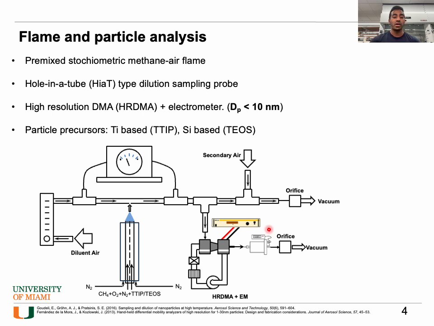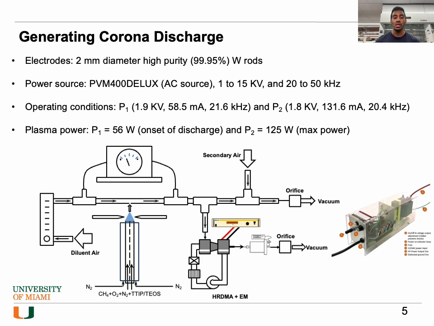For this, we have a premixed stoichiometric methane flame, and we sustain it in a stainless steel tube burner. And the particles that we generate from here, we sample by using a hole-in-a-tube type dilution sampling probe, and we then send it to a high resolution DMA which is coupled with an electrometer. Now, the main advantage of the high resolution DMA is that it lets us look at particles from the sub-nanometer size to a size of 10 nanometers. So really bridging the gap between the gaseous phase and the particulate phase.